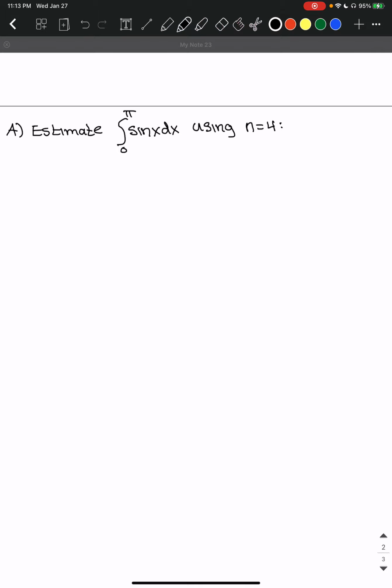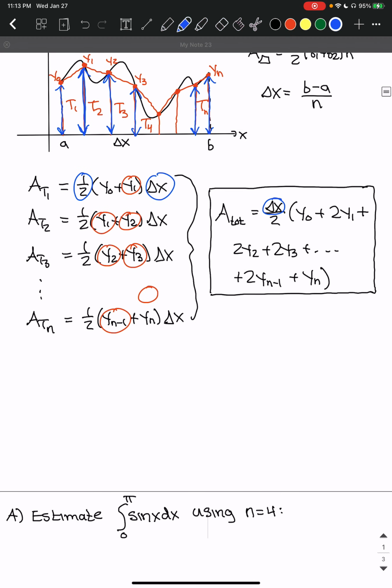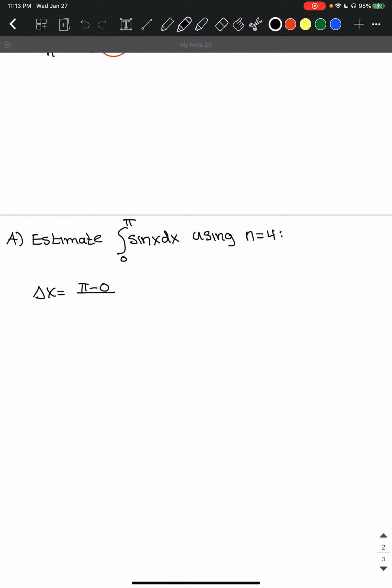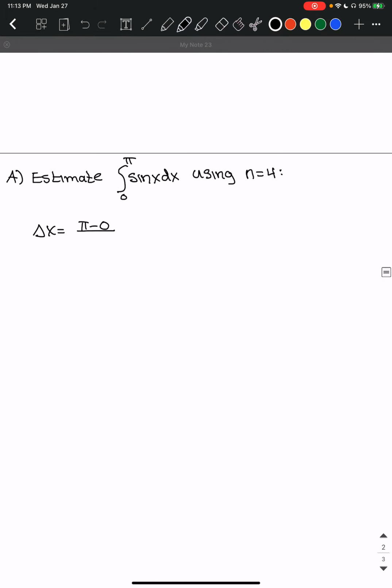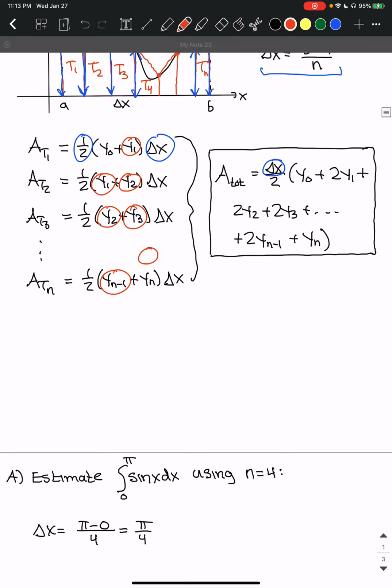Okay, so we have our formula from above. There are a few things we need to know, right? We need to know this delta x, which we said how to find, right? So I take the length of my interval, which is going to be pi minus 0 divided by the number of trapezoids I have, which is 4. So I have pi fourths. And then I need to know as well all of these y values here and here and here.